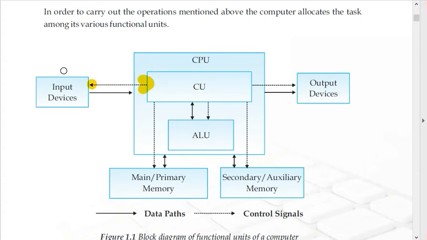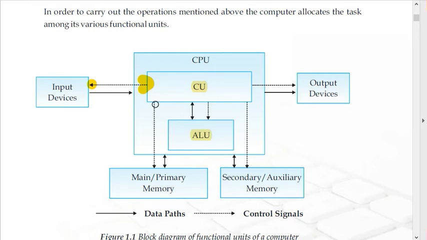Okay, let's find first of all what is the first component. First component is input device. Then from input device we came to the very big block. This big block is CPU. Then what we can find on the CPU, we can find two major components that are control unit, that is CU, and ALU, which is arithmetic and logical unit.